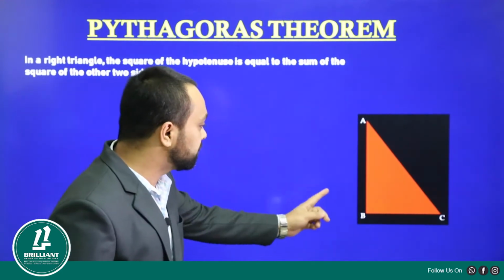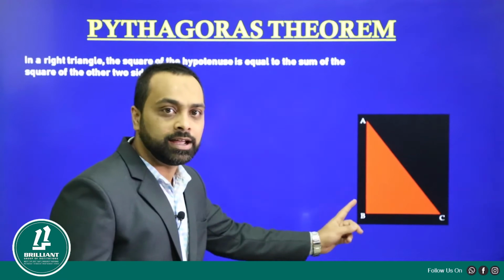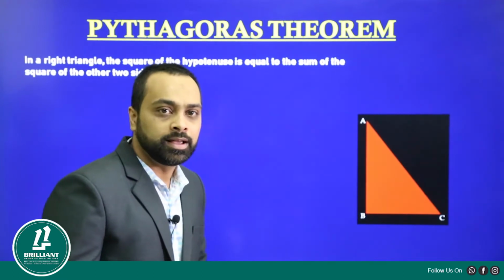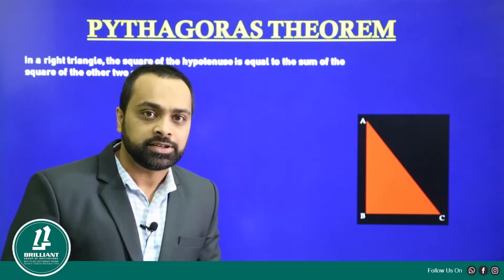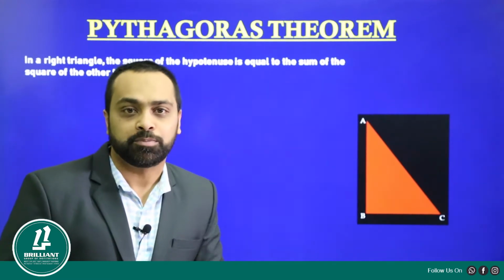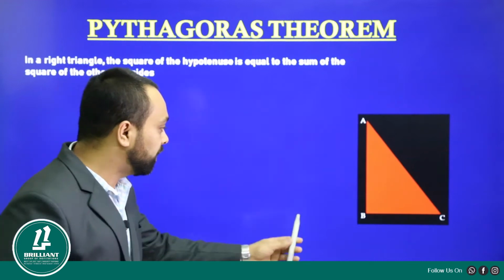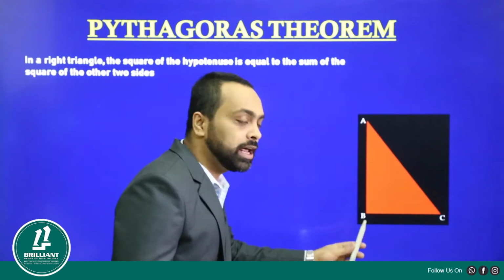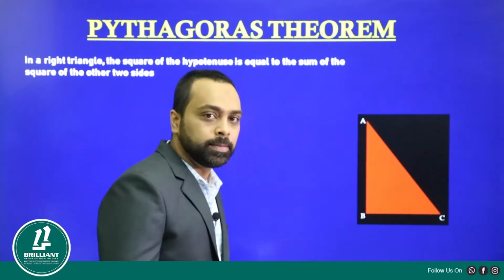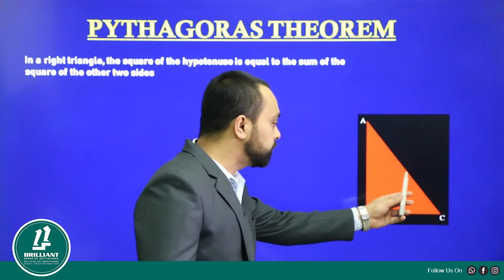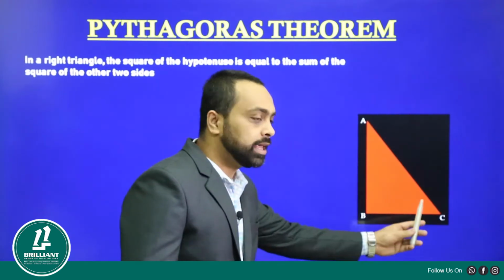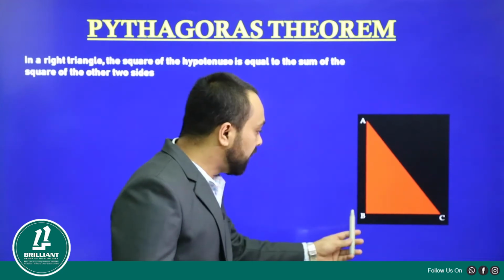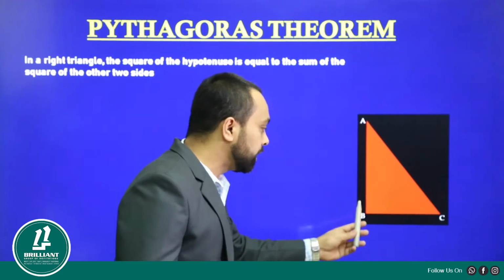Let's see, here there is a triangle ABC, right angle at B. So we already know that in a right triangle, which side will be the hypotenuse? Here angle B is the right angle. The side opposite to the right angle will be the hypotenuse. So here the hypotenuse is AC, and the other two sides are BC and AB.